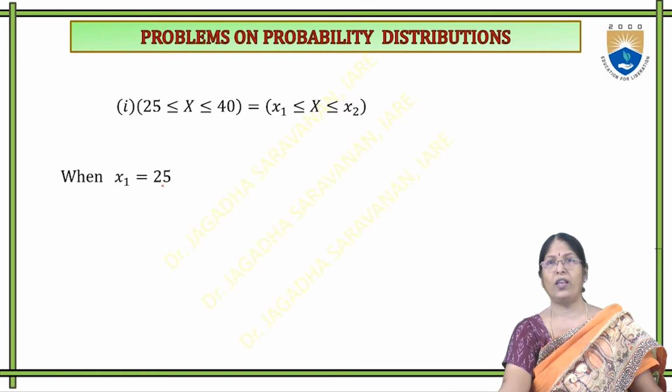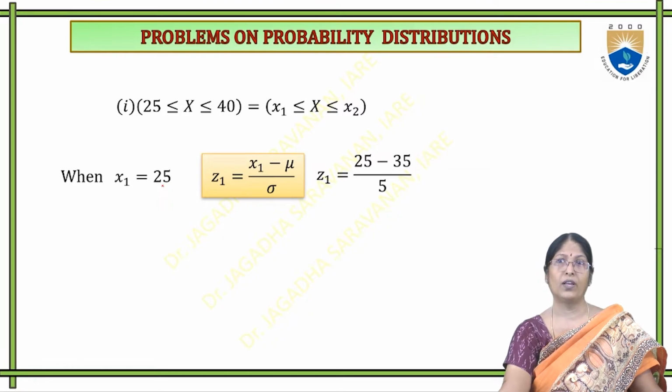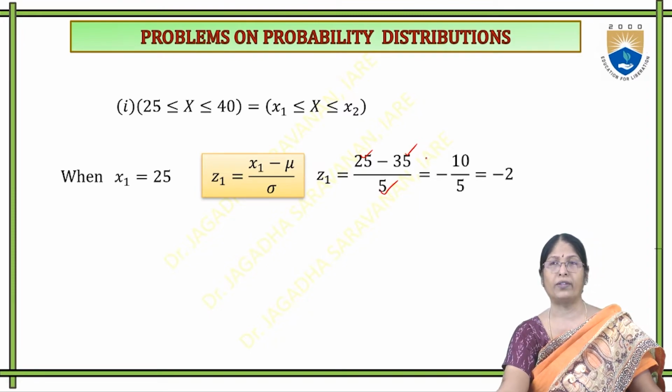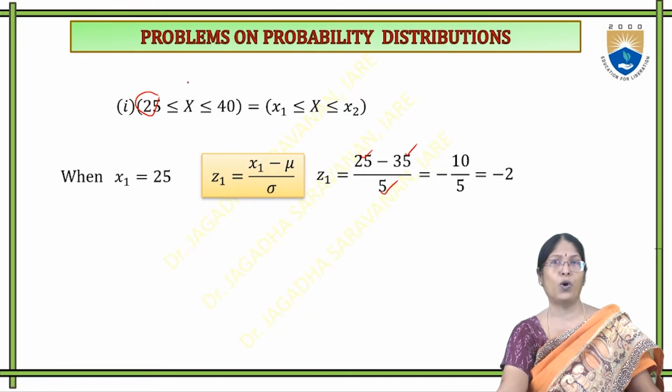So which scale is going to help us? This is the scale, that is x1 to be converted as z1. The formula is x1 minus mu by sigma. So we are substituting the respective values in the particular places. So 25 minus mu value is 35 and sigma is 5. We obtained after simplification minus 2. So the 25, the job is over.